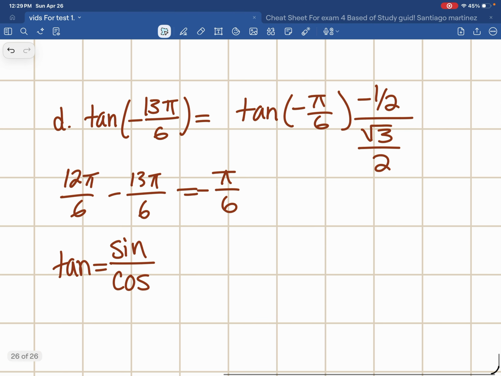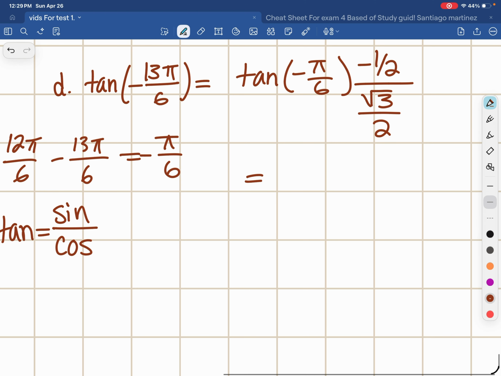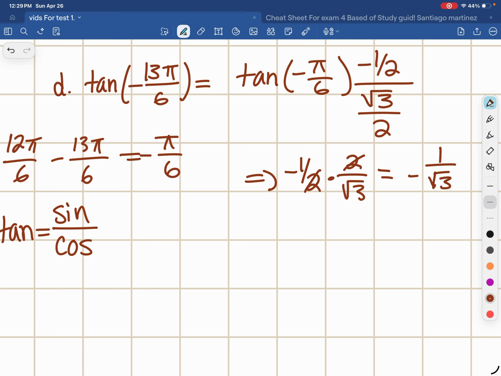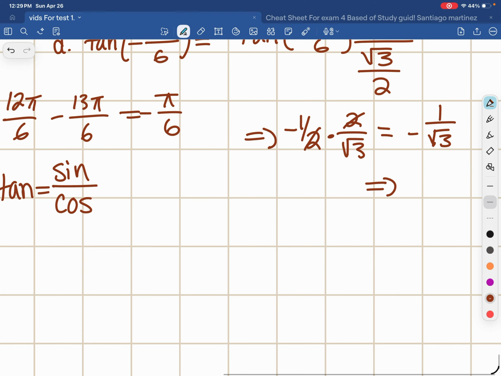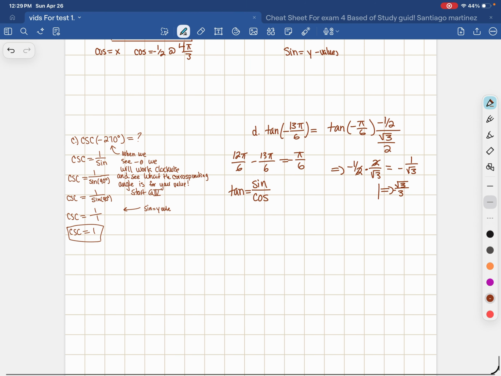Let's scoot this over to have us a little more room. To negative 1/2 times 2 over root 3. And we should get negative 1 over root 3, and we cannot have that, so we need to rationalize the bottom. So we should have negative root 3 over 3. And remember, to rationalize, we just multiply by root 3. It gets rid of that root, and we multiply it by the top. So then that is going to be our answer.